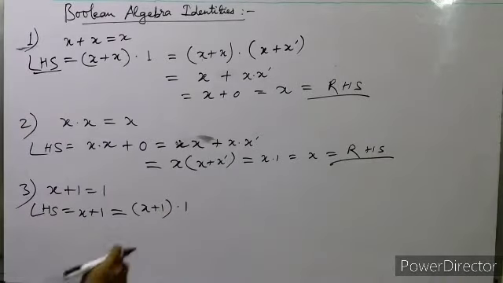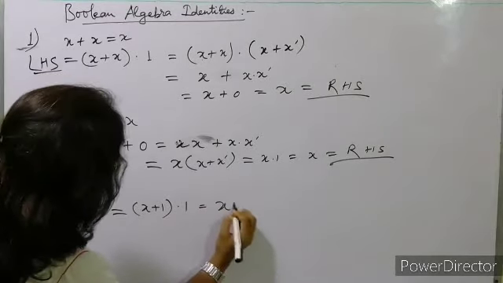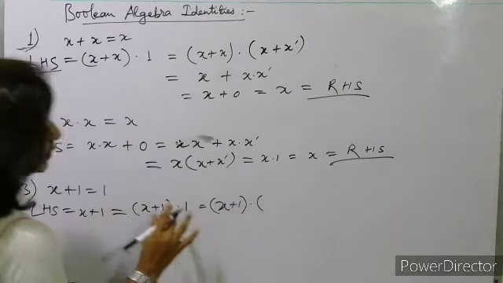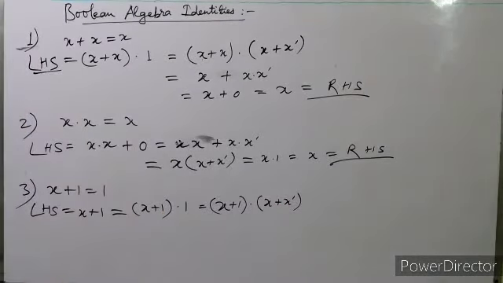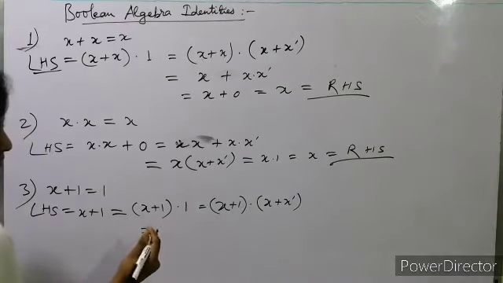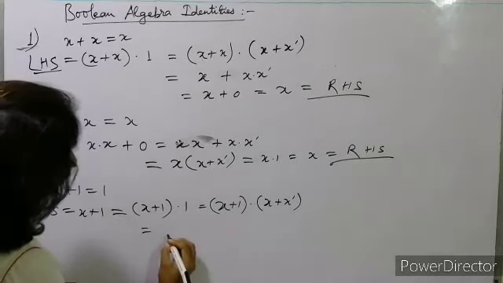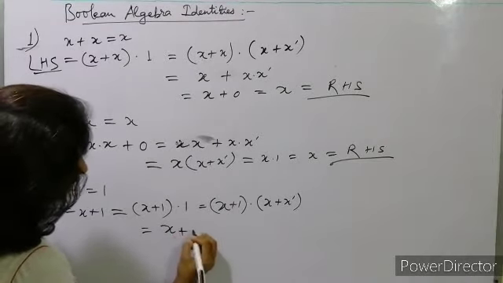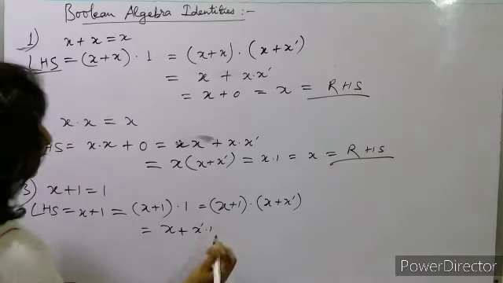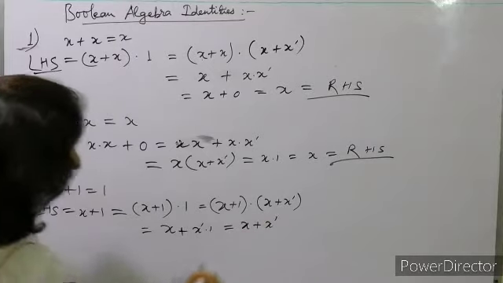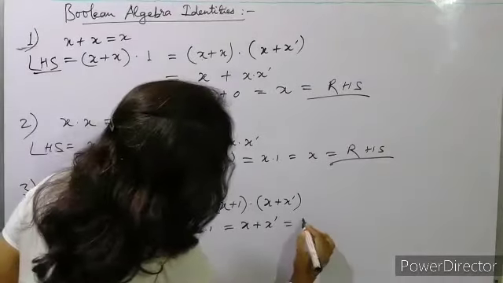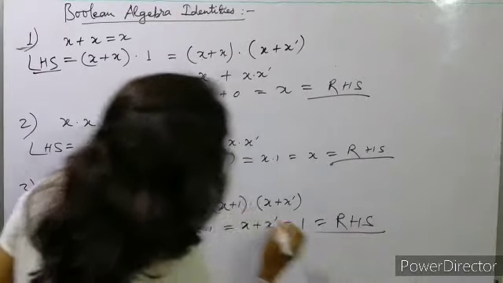Okay, and can we write the 1 into 1 like this, x plus x bar, that will be equal to 1, we have seen in the postulates. And we can use this directly because postulates are accepted as true. Okay, so now the next one: x into x plus x bar dot 1, so it will be equal to x plus x bar. Okay, and x plus x bar is equal to 1, RHS, hence proved.